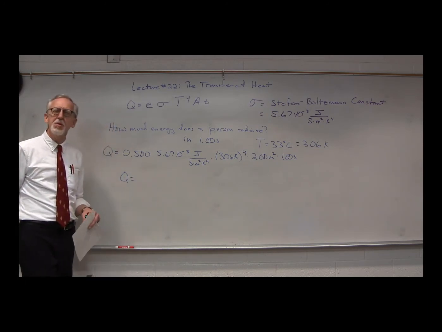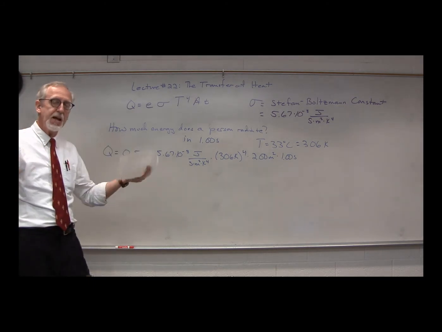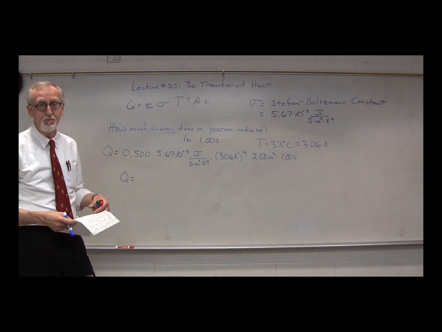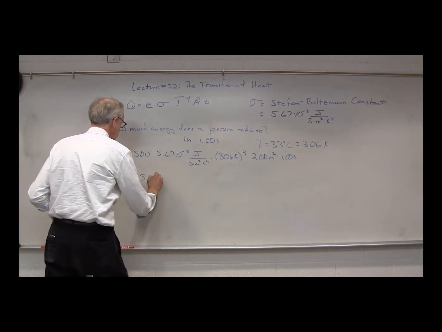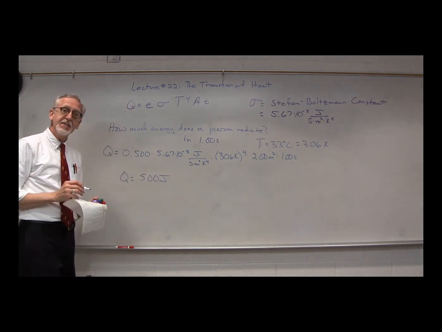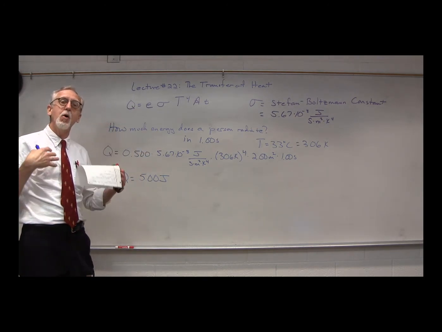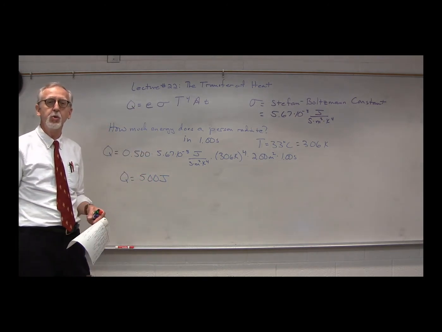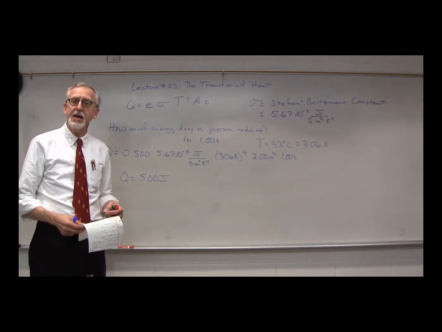Well, before I put a number down, I want you to think about what you think this is going to be. Do you think we radiate a lot? Do you think we radiate a little bit? Well, the answer is 500 joules. Now, that's the energy that we are radiating in 1 second. In other words, our power is 500 joules per second. That's like a 500-watt light bulb.